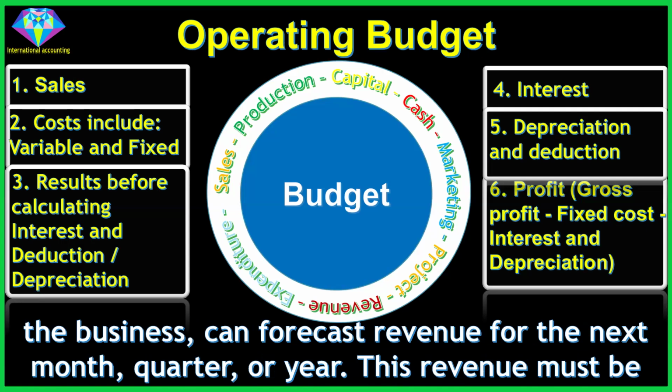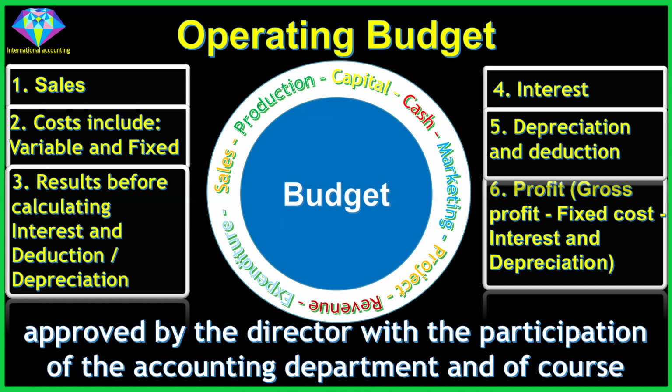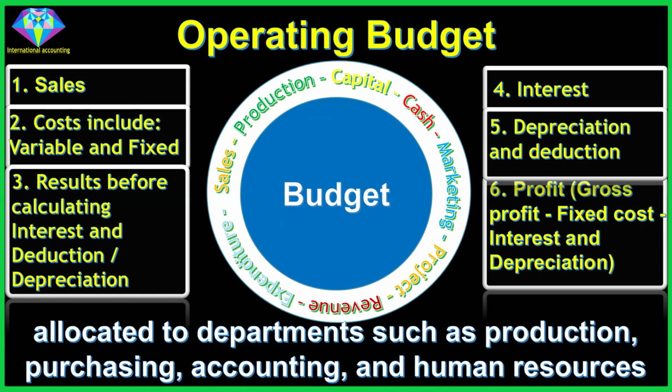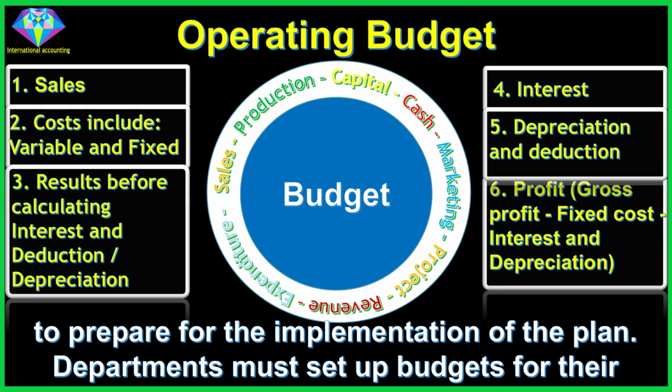This revenue must be approved by the director with the participation of the accounting department and, of course, must be feasible. 2. After having a revenue plan, the budget is allocated to departments such as production, purchasing, accounting, and human resources to prepare for the implementation of the plan.